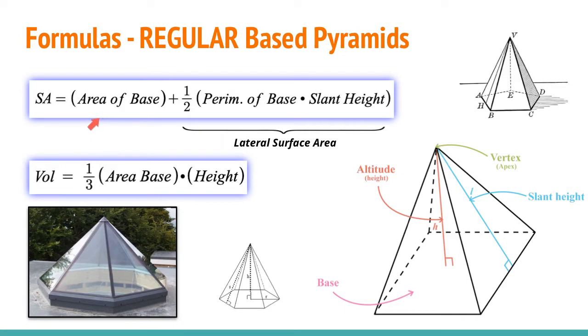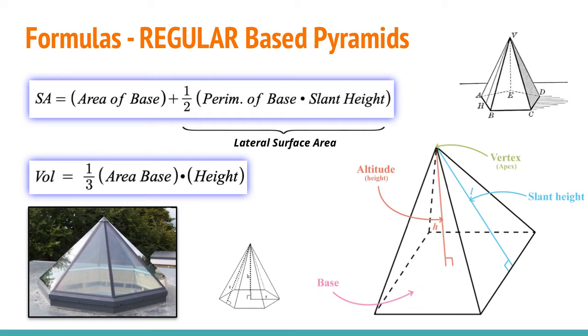The first thing you need to know about pyramids is that we have to find the surface area and the volume. All you're going to have to do is find the area of the base, or we'll be working with regular base pyramids. So when they're regular based, it's like Chapter 8 where you dealt with regular polygons, like in this case a pentagon, or an octagon, or a hexagon, or in this case a square.